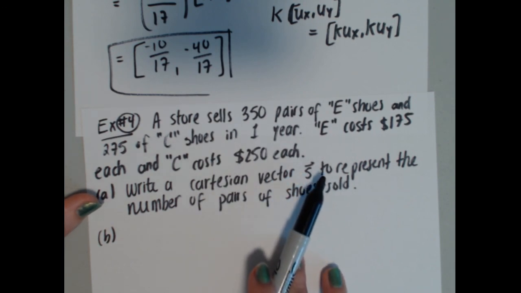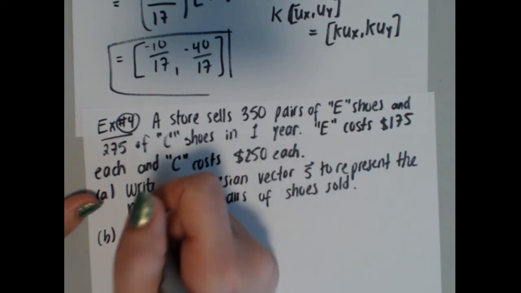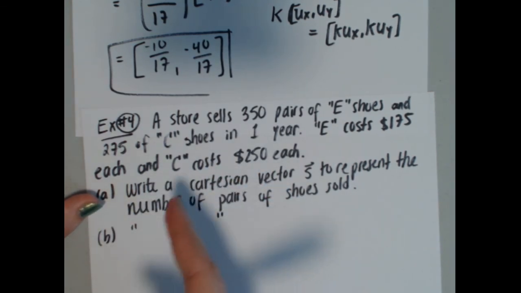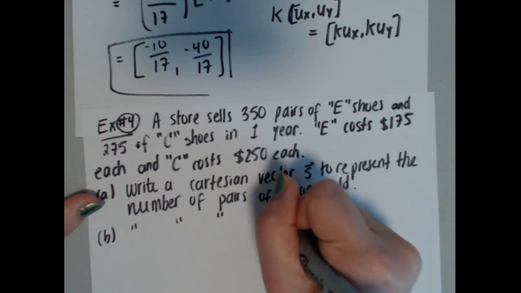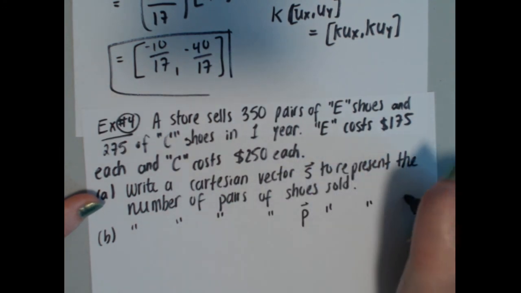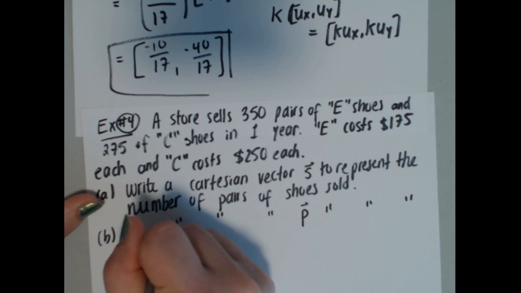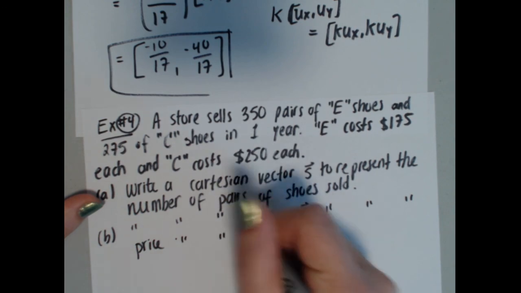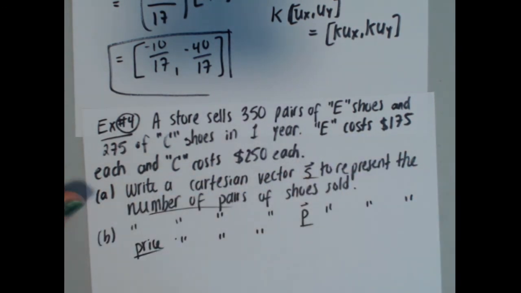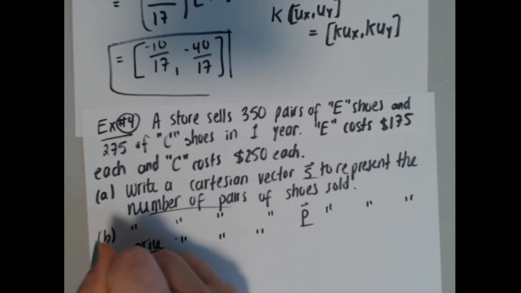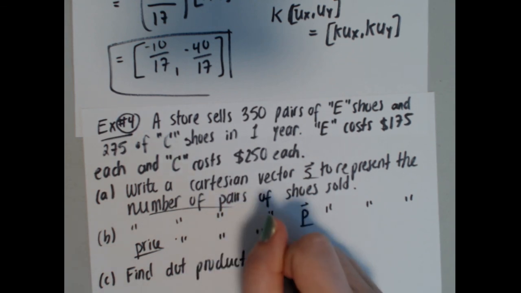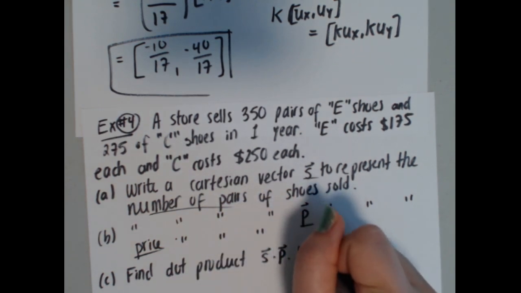Part B, it's going to be exactly like part A, except instead of writing a vector S for the number of pairs of shoes sold, we're going to figure out a vector P to represent the price of the pairs of shoes sold. So instead of writing all of that again, I'm going to just put these quotation symbols. So that just means see the line above. So write a Cartesian vector, this time P, to represent the price. So not number of pairs, but price of shoes sold. Okay. And then for part C, we are going to find the dot product S dot P and then determine what it represents.